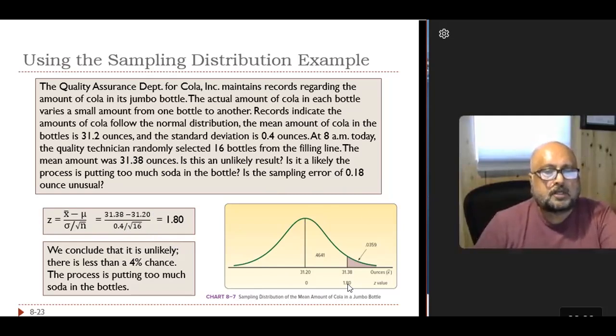That will give us this shaded area, which shows that there is less than 4% chance, like 3.59. So less than 4% chance that this could happen. So that means the conclusion is that this is not right. They need to find out the reason for overfilling the bottles and need to fix it.